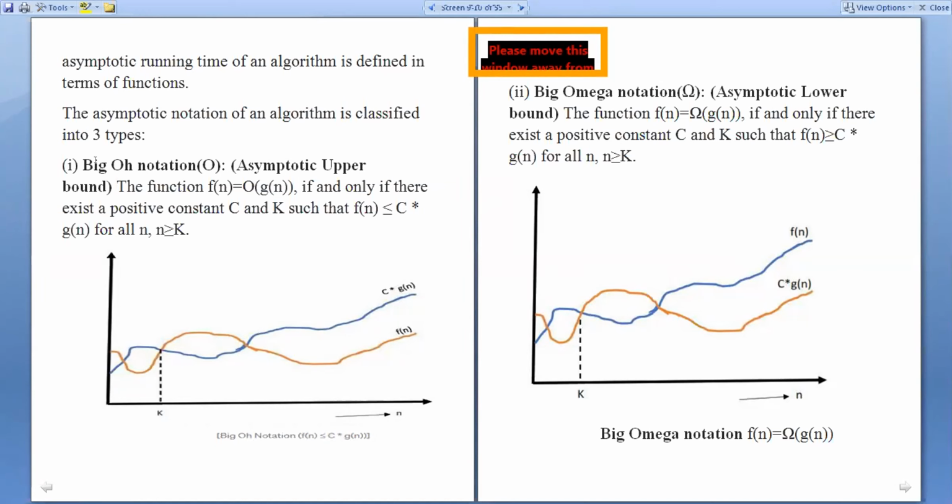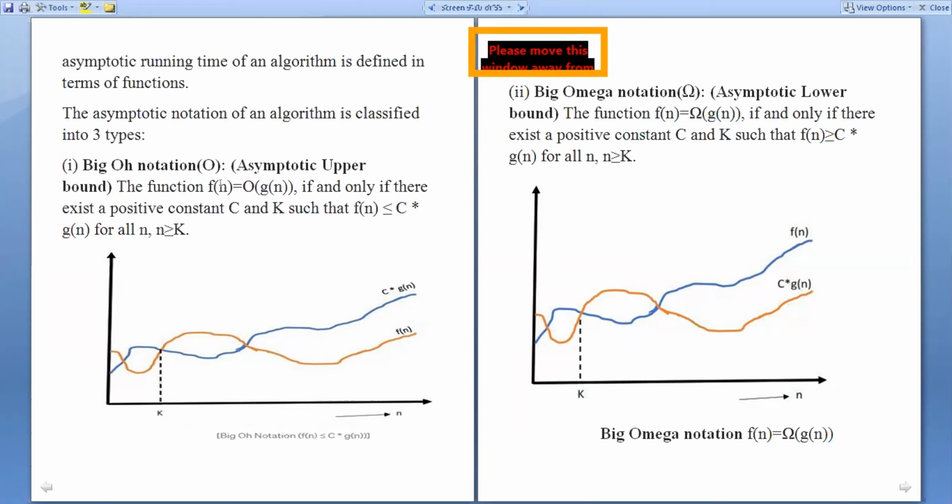Okay, big O notation is defined as: the function f of n is equal to big O of g of n if and only if there exist positive constants c and k such that f of n is less than or equal to c star g of n for all n greater than or equal to k. So big O notation is the asymptotic upper bound.